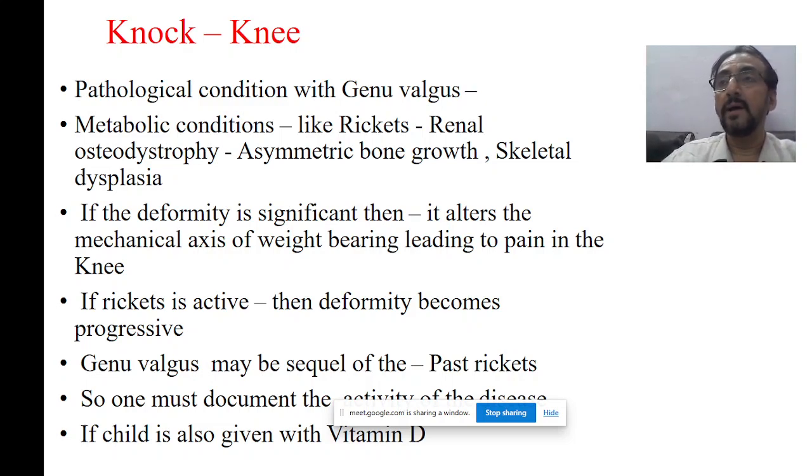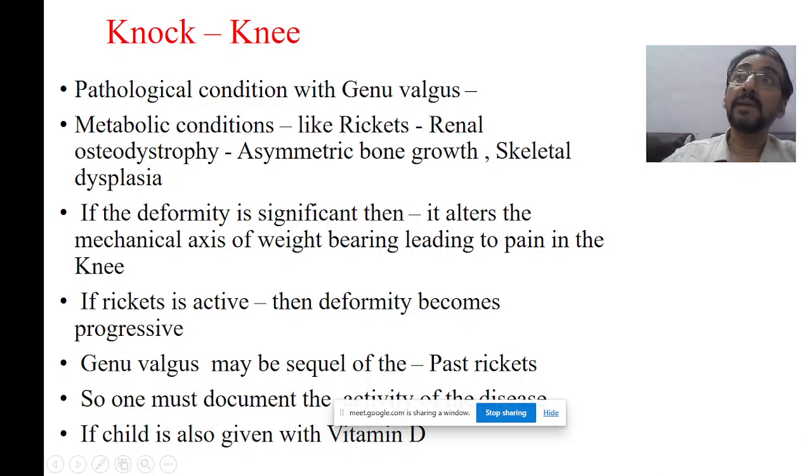Okay, see, if the genu varum or genu valgum is because of a physiological cause, then that particular deformity will go on improving, and it will not go into progression. Progressiveness means it is going on worsening. But if rickets is there, metabolic disease is there, some other osteodystrophy or skeletal dysplasias are there, then this deformity goes on worsening as time passes. So this is how you have to differentiate it.